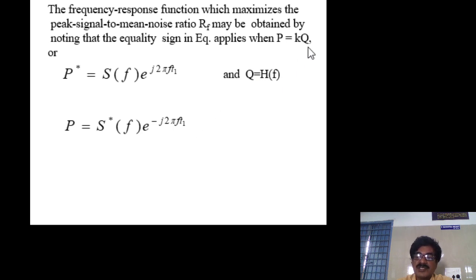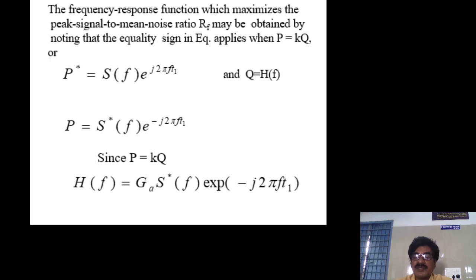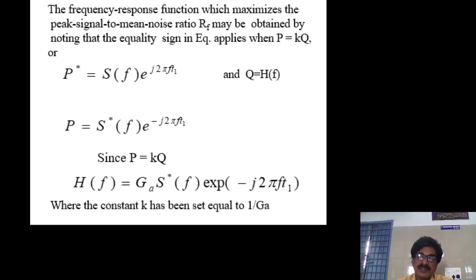Then substitute these two in p equals k q. Since p equals k q, it comes like H of f equals 1 by k into S star of f e power minus j 2 pi f t1. Now that 1 by k is replaced by G a. Therefore, we get the equation proposed by North. And this is the derivation for the matched filter characteristic using Schwarz's inequality theorem. Thank you.